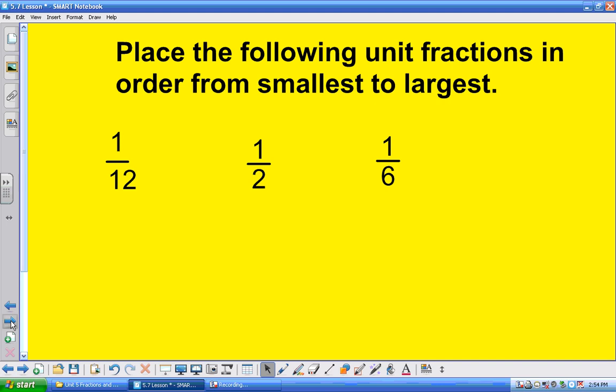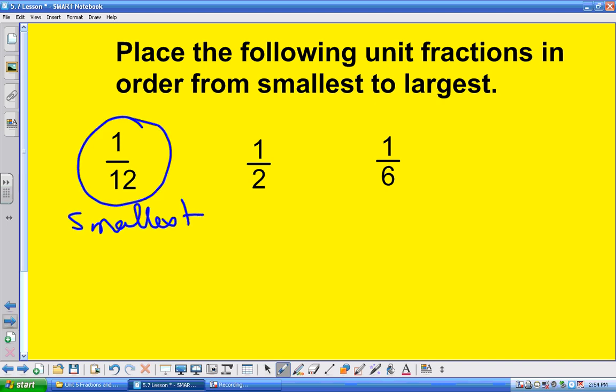1/12, 1/2, and 1/6. Okay, Haley, what do you think? Which one is the smallest of these three? 1/12. 1/12 is the smallest. That is correct. Kate, which one is the second largest? 1 out of 6. This is number 2 in our list.